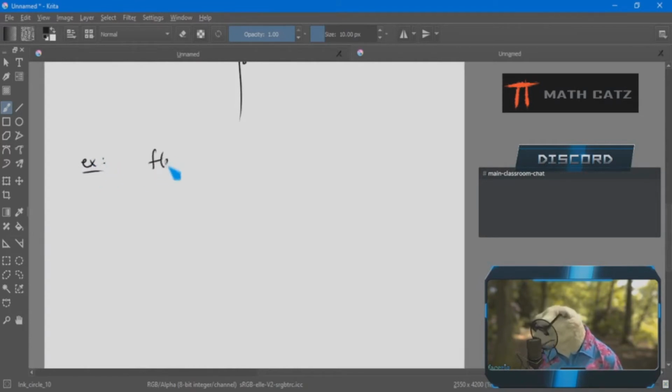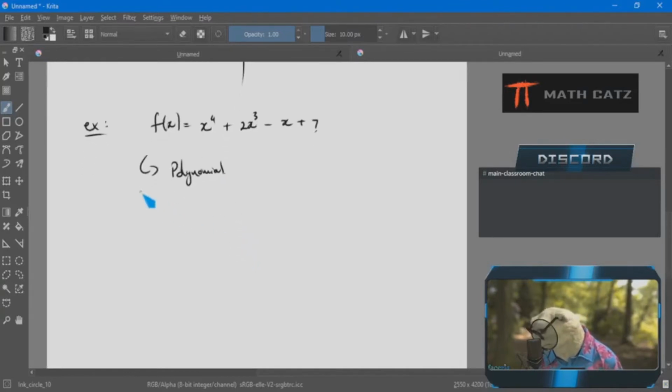If I look at a function like this, let's keep it simple, like that. It's important to think, well, this is a polynomial. And with that comes a lot of properties that I immediately know. Polynomial, the function is going to be defined for all x values.